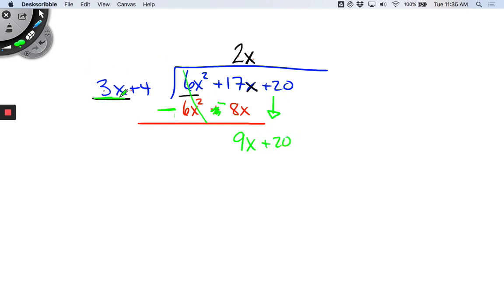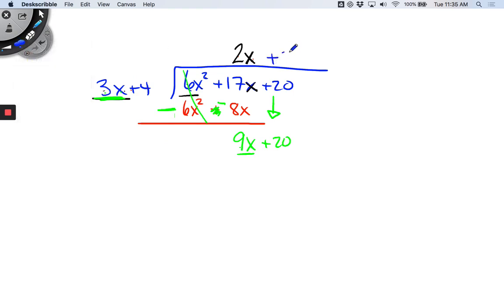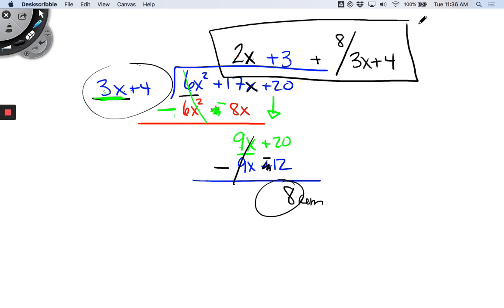So now I'm going to look at this front number and this front number. 3x times what would give me 9x? So 3x times positive 3 would give me 9x. And 3 times positive 4 is positive 12. Draw my big line. But I need to subtract, so I'm going to change both signs. This cancels, and I would be left with 8. So this is your remainder. The way we write the remainder is, since this is positive, I'm going to put plus 8 over whatever I'm dividing by. And so this is my answer using long division.